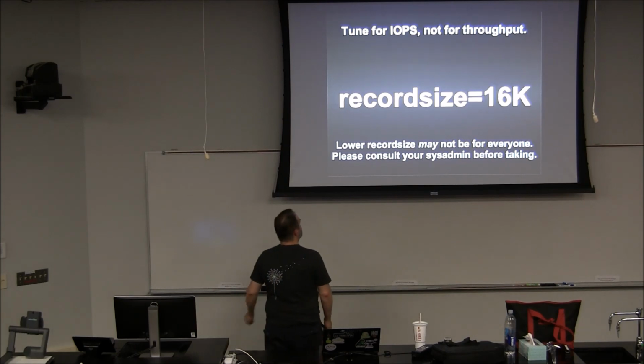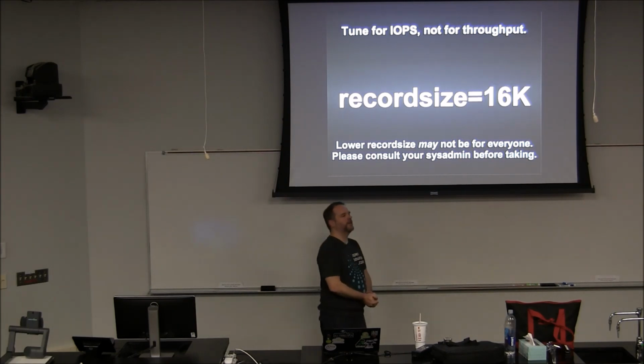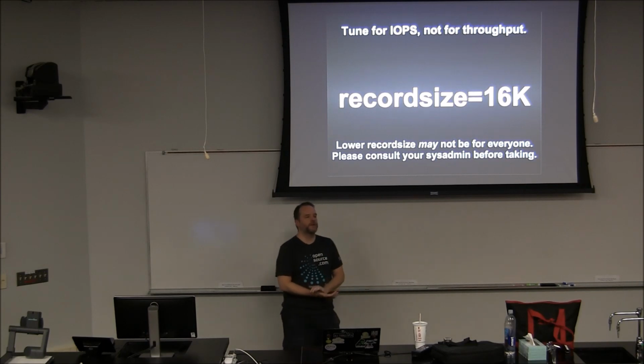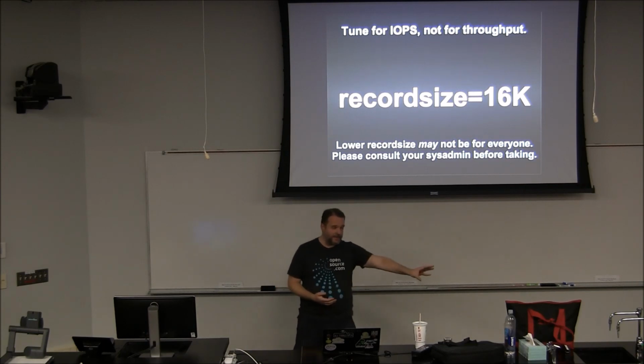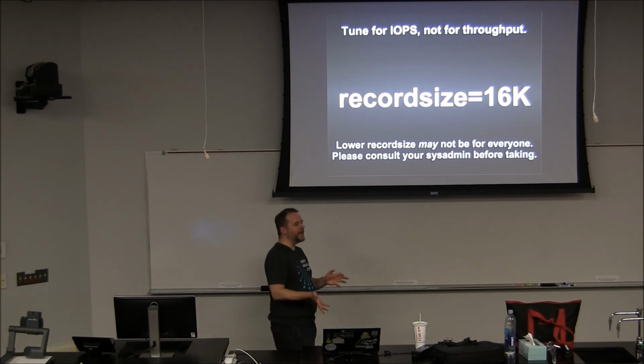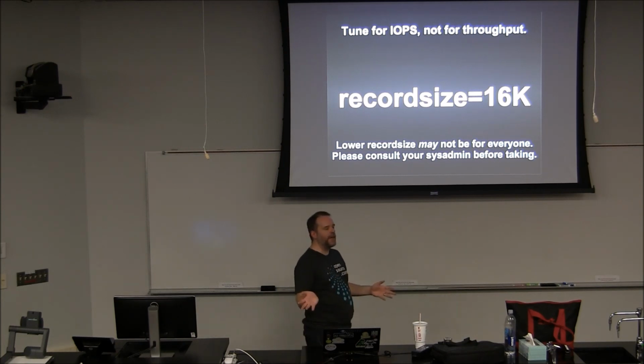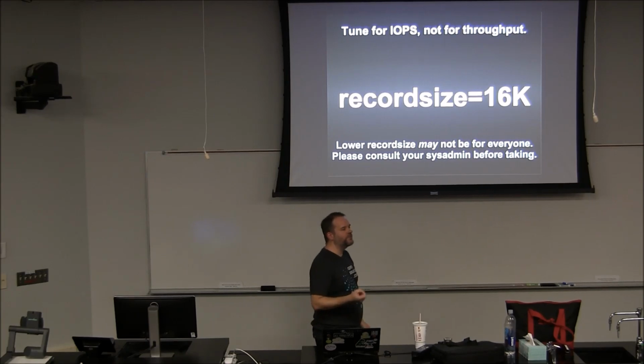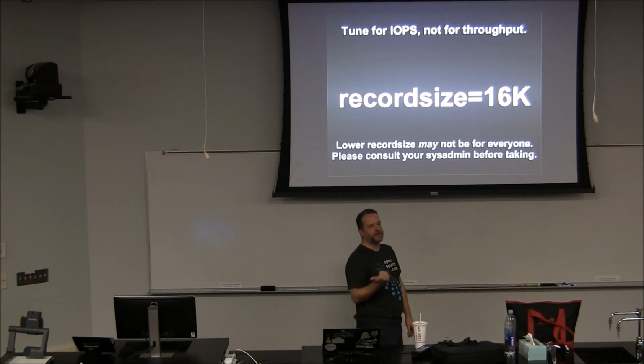Okay, so in a lot of cases, you're going to want a smaller record size. The default record size in ZFS, and record size is not the same thing as ashift, is 128K, which is kind of a compromise. It can be anything from 4K all the way up to 1 meg. The default is 128K, which isn't horrible for anything, and it's not great for anything either.